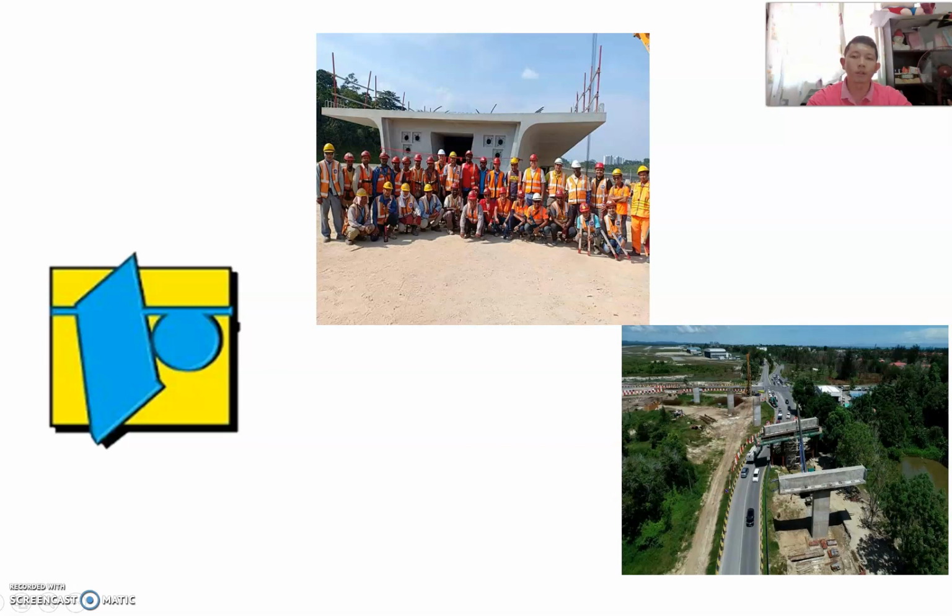This is a brief introduction about my company background. It is located at Puchong, Selangor. The main core business is road and bridge construction, as seen in the pictures below. This one is the airport interchange at the Pan Borneo Highway located in Sarawak, and this one is the segmental box girder located in Selangor.